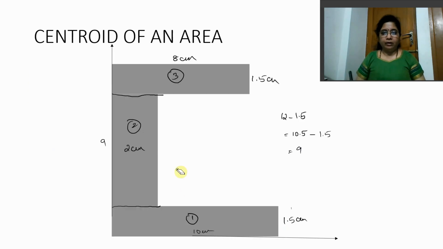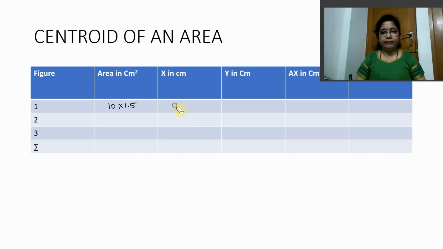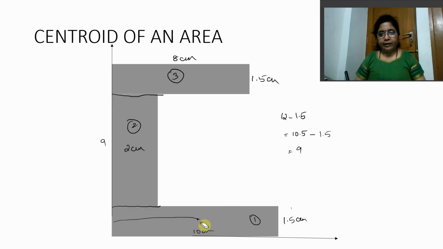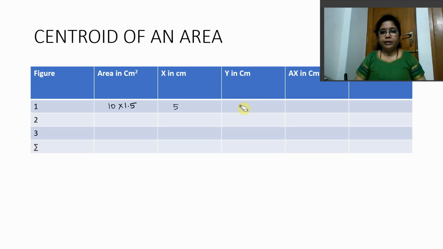Then for figure 1, what is your centroid? It would be somewhere here, right? Let me put this one somewhere so that this is not confusing. This is figure 1. Centroid would be somewhere here. So from the x coordinate, I will drop a perpendicular. This entire length is 10 centimeter, so half of it is going to be 5. What is going to be y? I drop a perpendicular here. This entire length is 1.5 centimeter. So half of it is 0.75.